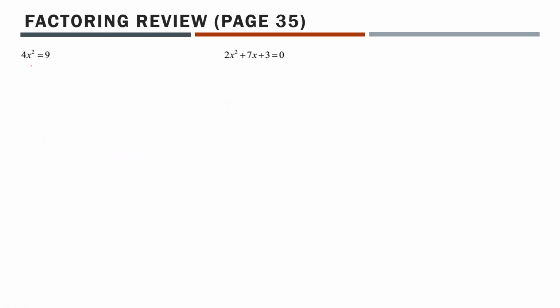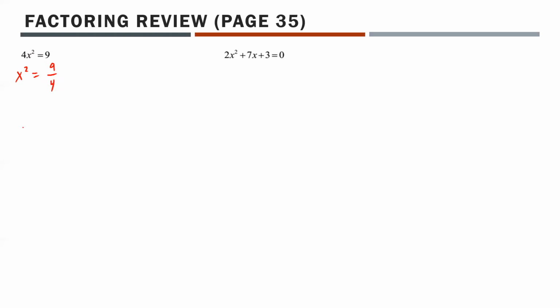This one's going to be a little bit more challenging. Of course, there's no clear difference of squares here. I mean, you could subtract 9 on both sides, and then you might have a difference of squares going on. I'm going to tackle this one a different way, though. What I'll do is divide by 4 on both sides. That's going to give me x squared equals 9 over 4.